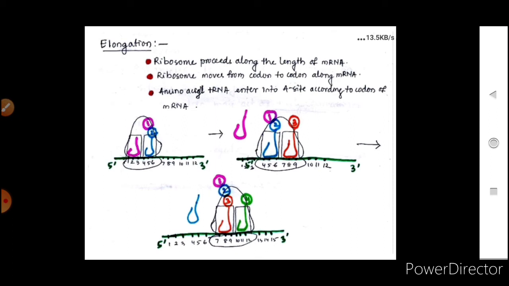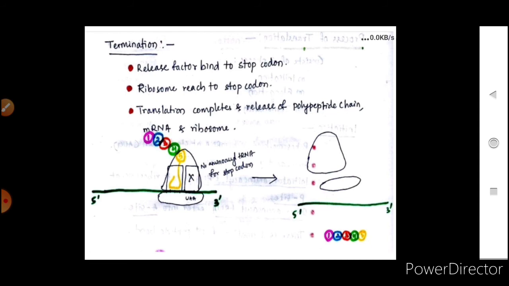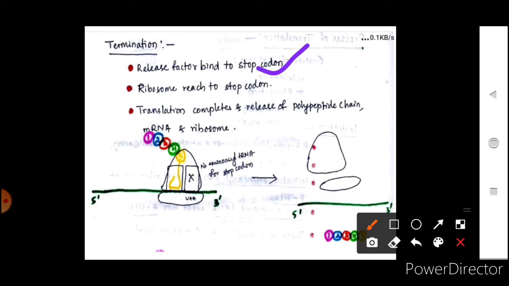The ribosome will move from codon to codon along the messenger RNA, and aminoacyl tRNA will enter into the A site according to the codon on the messenger RNA. Okay, now comes the termination. See, here you can see that a specific factor, that is the release factor, will bind to the stop codon.